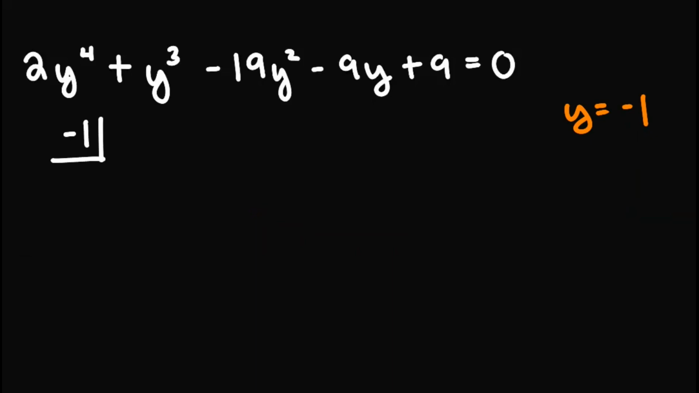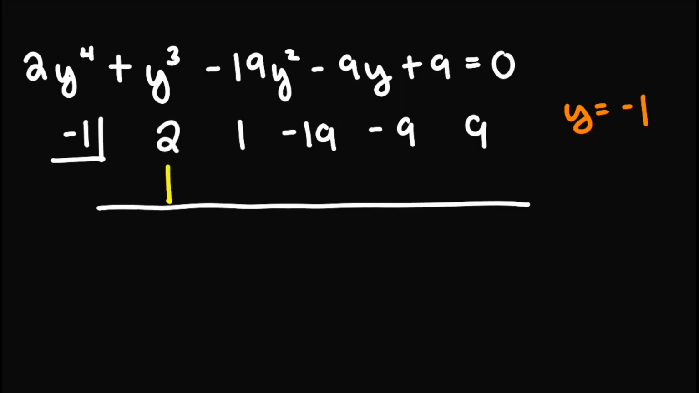Then we write out the coefficients of this one out here. So we have here 2. Coefficient of y cubed is 1. Coefficient of y squared is negative 19. Coefficient of y is negative 9. The coefficient of the last term is just a constant, so we have 9 here.